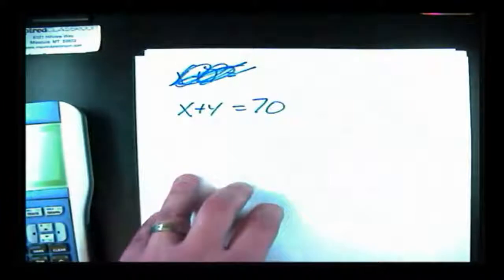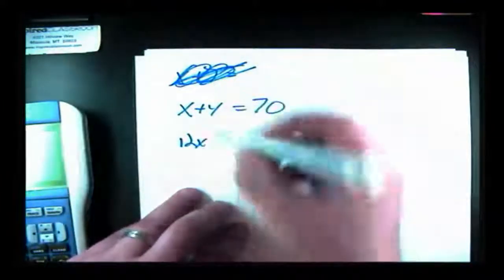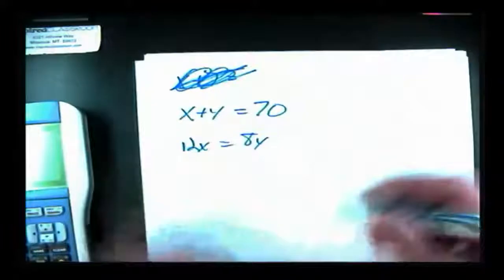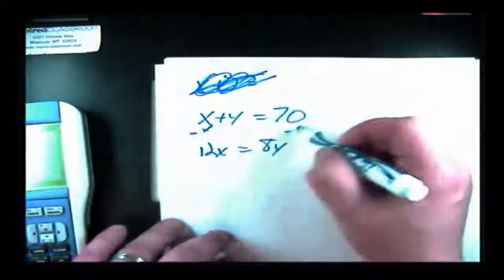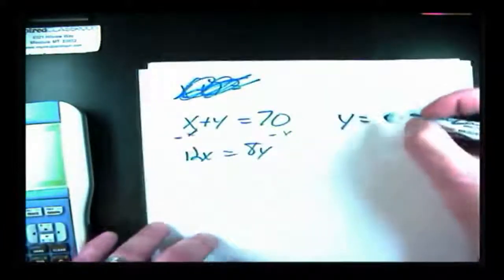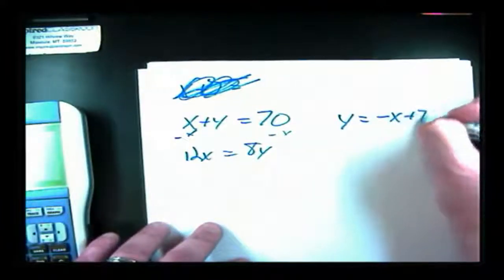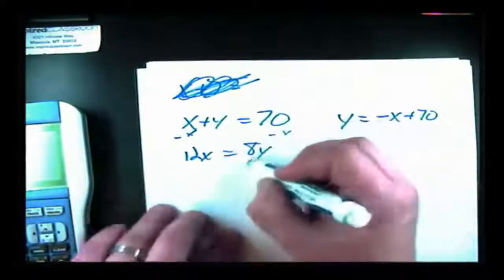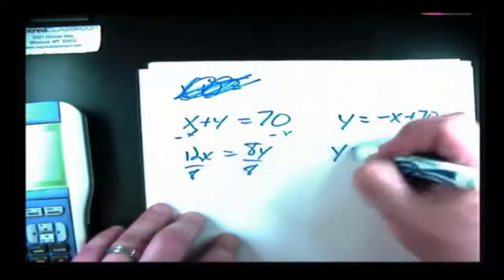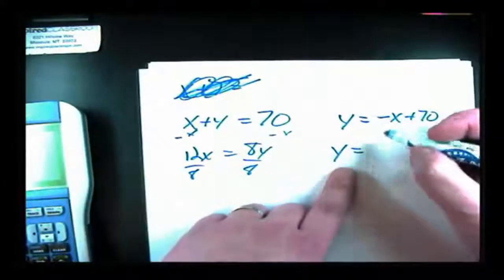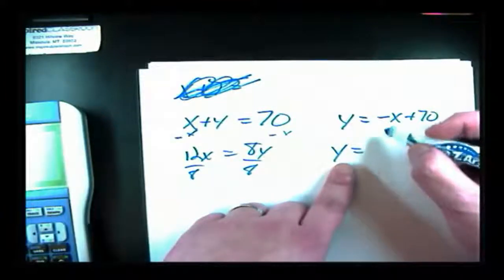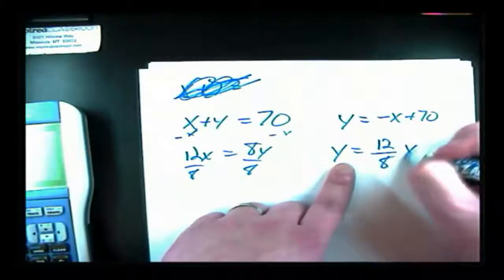We had x plus y equals 70, and we had 12x is equal to 8y. So we'll get these in y equals forms. I'll minus the x. This is y equals negative x plus 70. And if I get this one, I get y is equal to 12 over 8x.